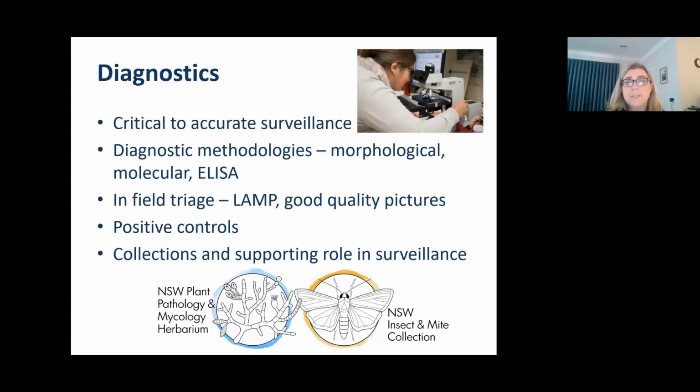And then underpinning all this are collections of particular pathogens as well as invertebrates that can be used as a reference source. So within New South Wales, for example, we have our plant pathology and mycology herbarium, and we also have our insect and mite collection. So they are a ready resource for comparison with particular things when they come in from the field, but they also serve as a reference for what has actually been found in New South Wales, which can again help when we're trying to claim that we don't have particular pests or diseases.